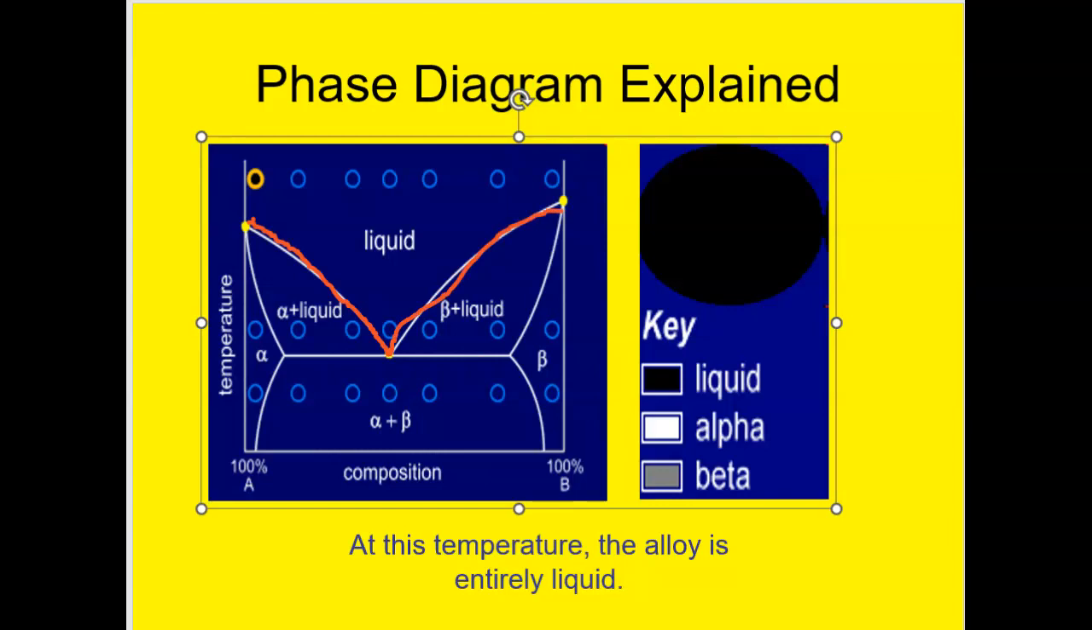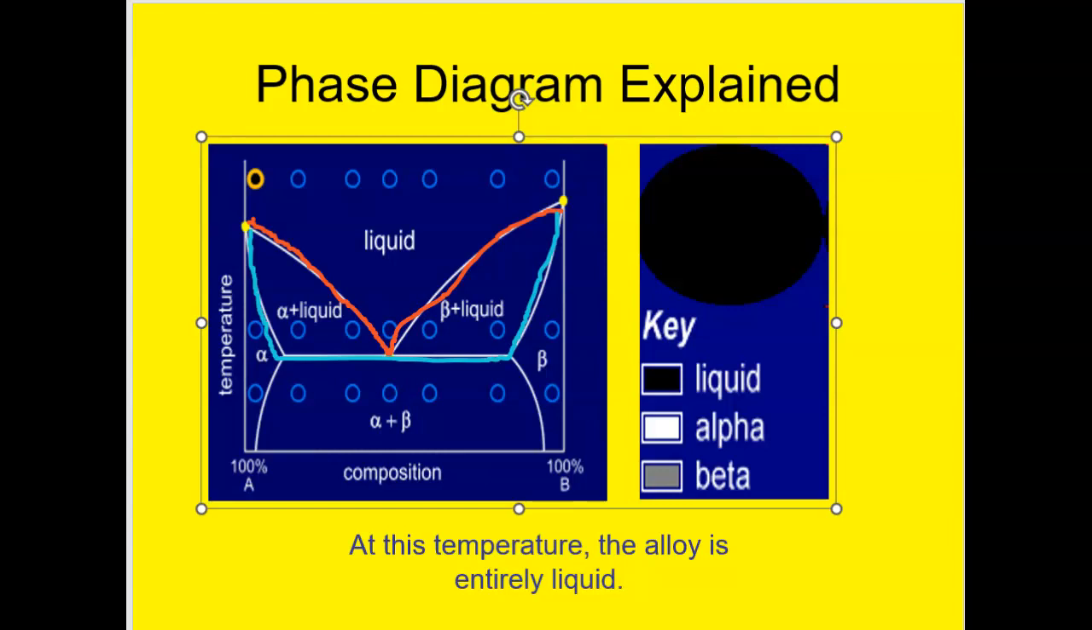Now the reason this line is called the liquidus line is because above this line everything is liquid. Then there is another line, which is this line. Below this line, everything is solid and it is called the solidus line. In between, it's a mixture of liquid and solid.